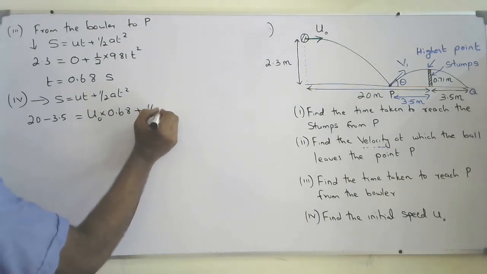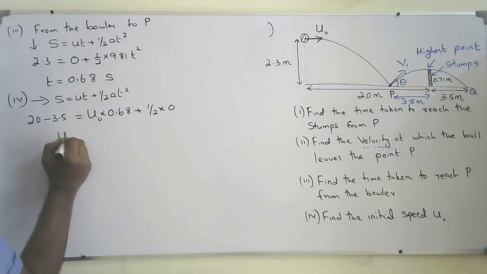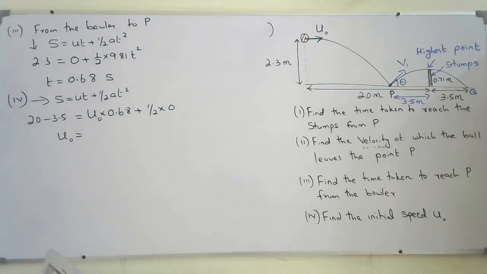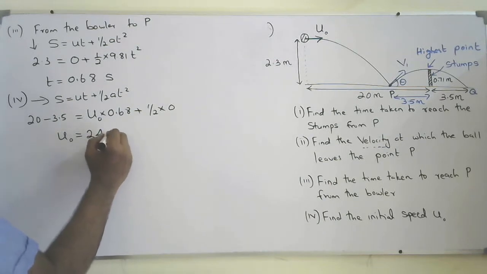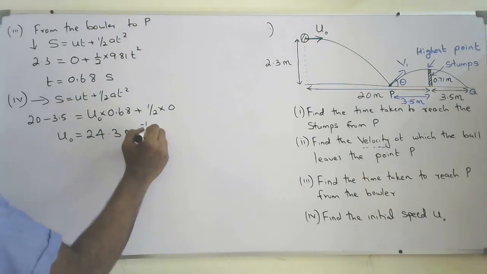Horizontally there is no acceleration, no drag force. We don't consider that drag force. So solve it. You will get the initial velocity 24.3 meters per second.